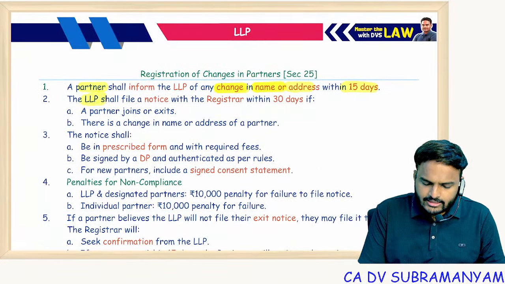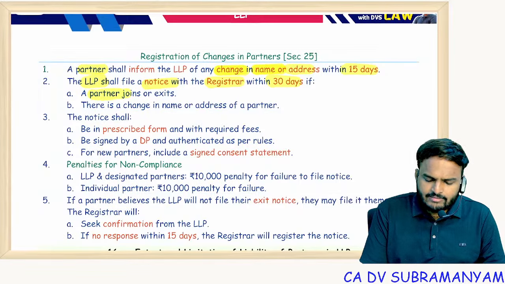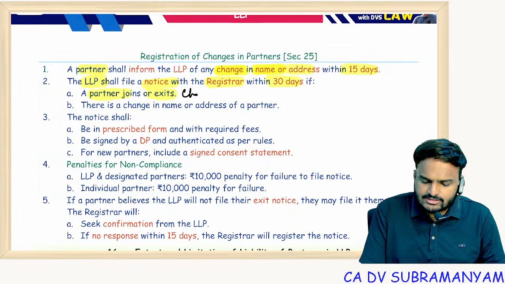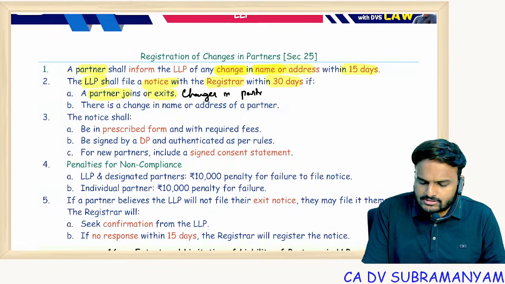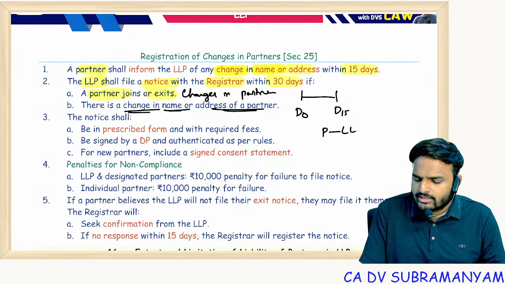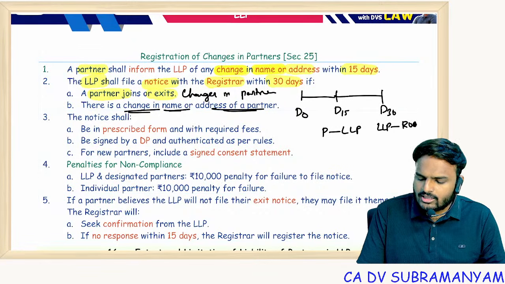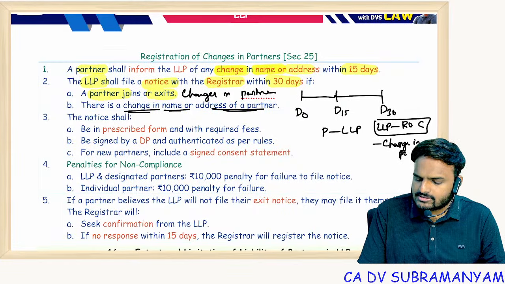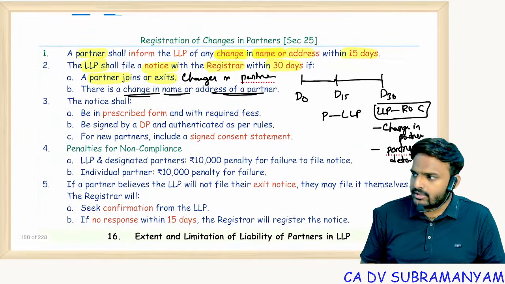So the LLP shall file a notice to the ROC within 30 days of any partner joining or exiting. Simply, this is nothing but changes in partners. And if there is a change in name or address of the partner, say my name has been changed, this happened on day 0. By day 15, the partner should communicate with the LLP. By day 30, the LLP should communicate with ROC. So the LLP should communicate with ROC in two cases. One is changes in partners. The second one is changes in partner details. Partner details means name, address.